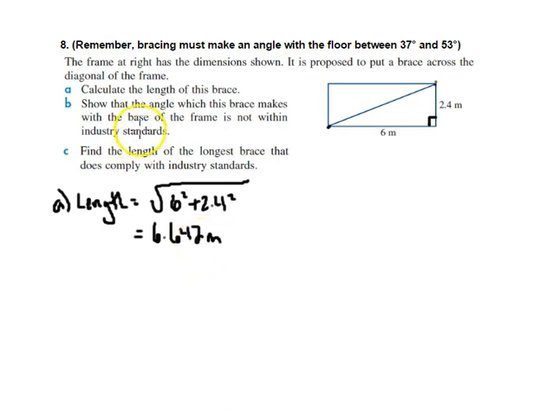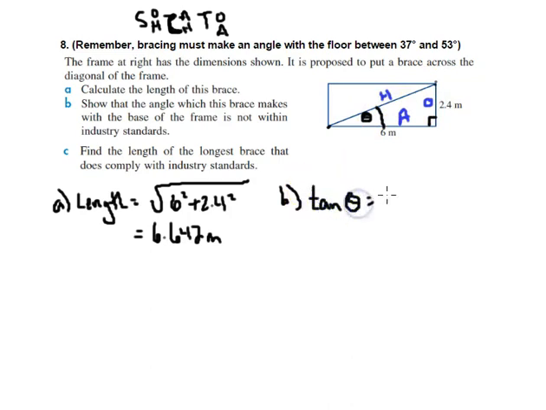Now it says show that the angle which the brace makes with the base of the frame is not within industry standards. So guys, basically we've got to find theta here, we've got to find that angle. So remember, guys, SOHCAHTOA. Let's label these sides up. This side is the opposite, this side is the adjacent, this side is the hypotenuse, but we're not going to be using the hypotenuse, but we'll label it anyway. We have O and A involved, so it's going to be tan. So we know that tan theta equals O over A, because that's what SOHCAHTOA tells us.